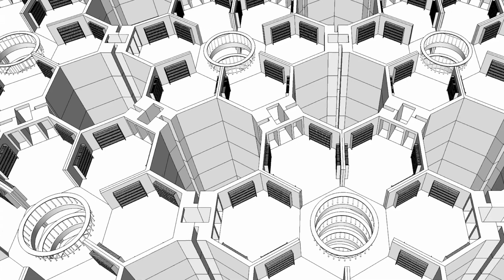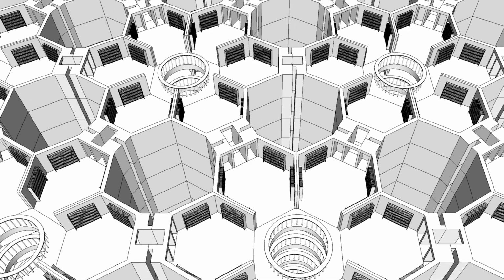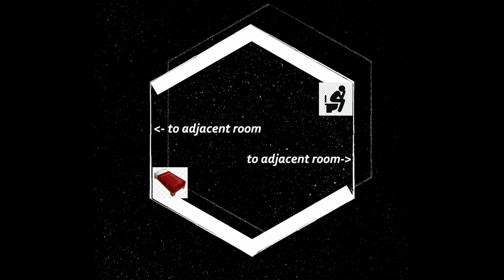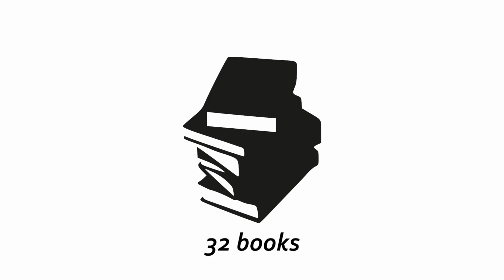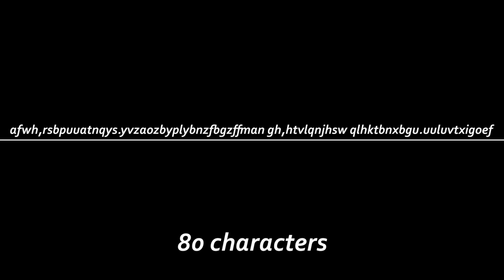The Library of Babel is a fictional universe made up of an almost infinite number of hexagonal rooms. Each room is arranged in the same way: 20 bookshelves, 5 on each side, filling 4 of the 6 sides. Each bookshelf holds 32 books. Each book contains a title and 410 pages. Each page has 40 lines, each line 80 characters.